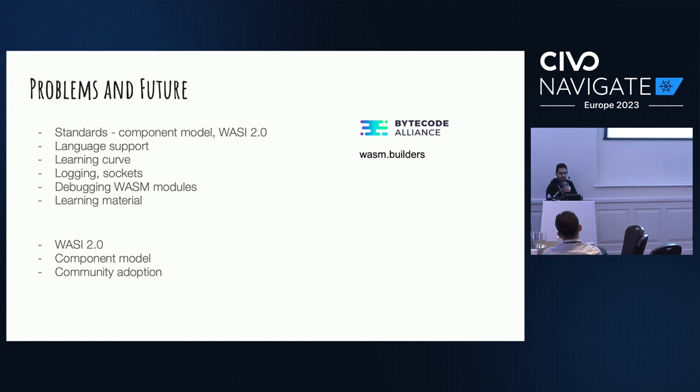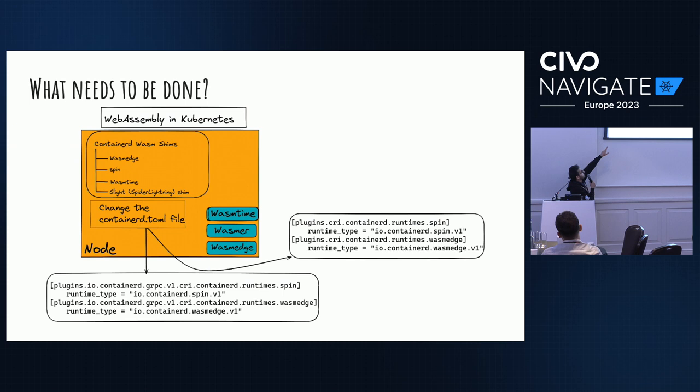Just before I end, this is what needs to be done if you want to run it on Kubernetes. You download the shim that I was telling you about. You edit the containerd.toml files. You restart a couple of things, and you should be able to have your node configured to run WebAssembly workloads when you have a specified runtime. Kwasm definitely makes it easier.